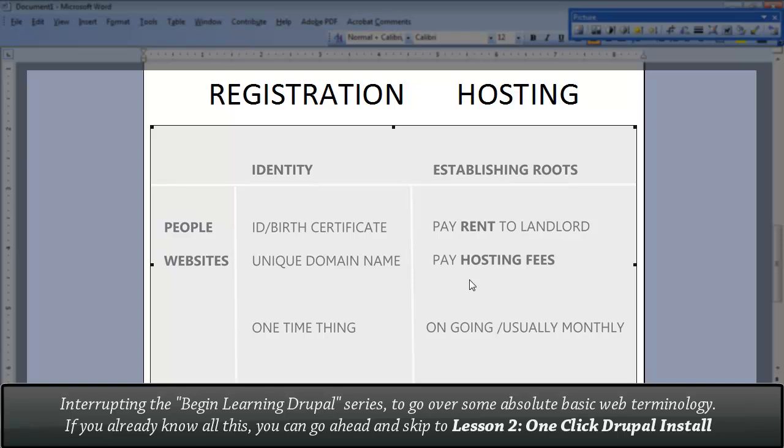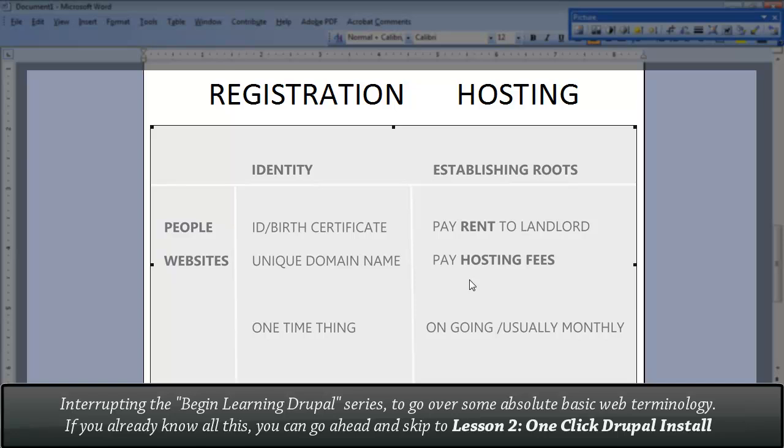So I hope this comparison or this analogy that I'm making with people and websites gives you some sort of an easy way of understanding what registration and hosting is all about. It's not supposed to be that complex. I've tried to simplify the entire process. There are parts about registration and hosting, like choosing the right domain name server, managing your name servers, stuff like that. We'll get into all of that later. For now, just want you to know the difference between registering your website and hosting your website.